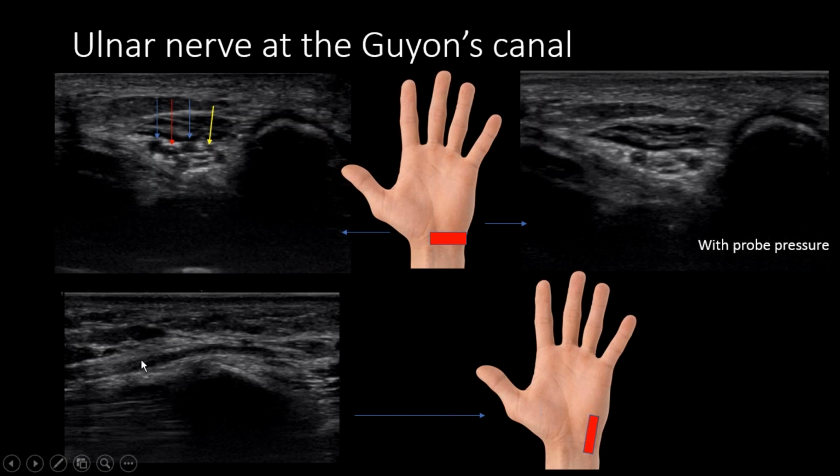In long axis view, that's the ulnar nerve going over the pisiform bone, just medial to it, radial to it. The first structure immediately next to the bone is the ulnar nerve, followed by the blood vessels.